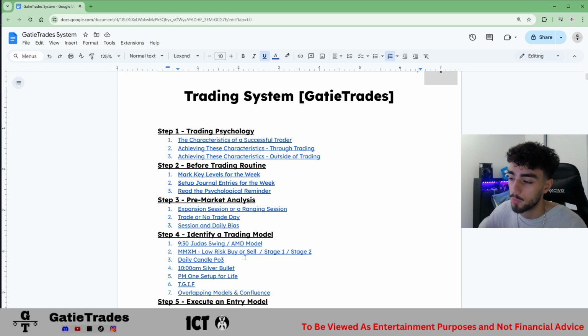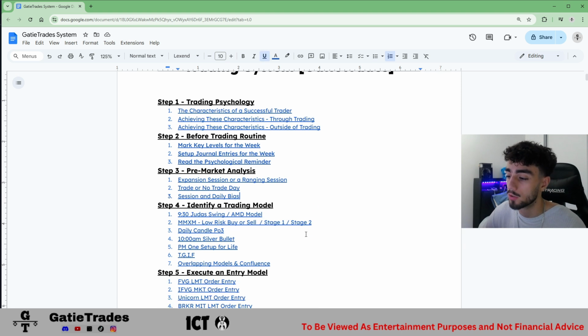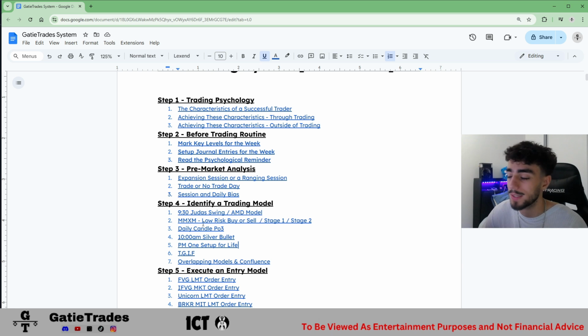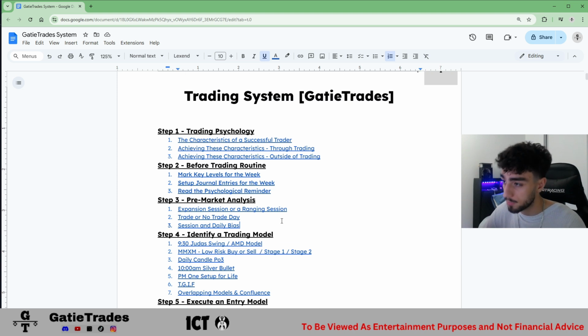The daily candle power of 3 model is very important because if you can use what you learn from models 1 and 2, it's going to be very crucial because, as I've been saying throughout the series, my best trades have overlapping models and confluences. So the best thing I can see, for example, is a New York manipulation that aligns with my Judas swing model when the daily power of 3 is already in play.